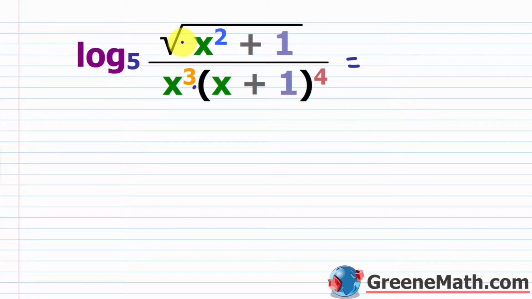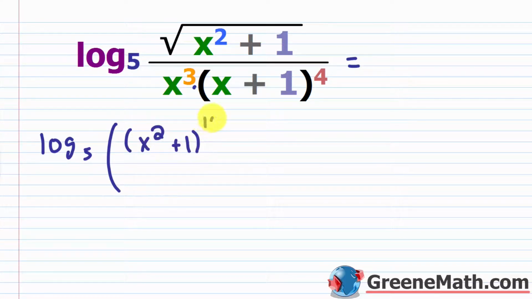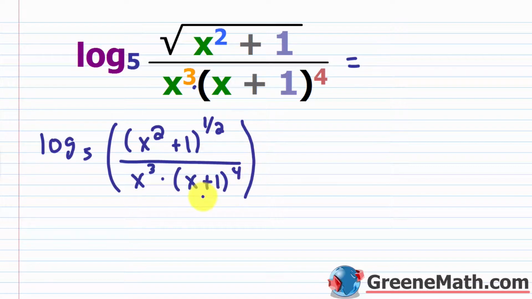So I'm going to first say this is log base 5 of, let me make some parentheses here, and then some inner parentheses with x squared plus 1. This is raised to the 1/2 power. And then down here, I have my x cubed times, again, this quantity x plus 1 raised to the 4th power. So that's my setup here.